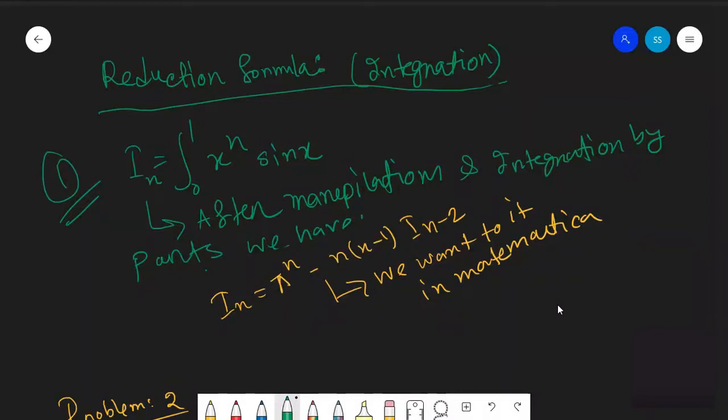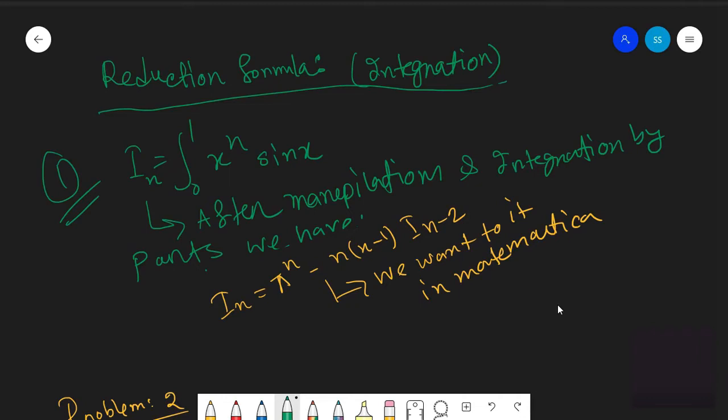Today, before we jump into Mathematica, we want to discuss the topic that is the reduction formula for integration. There might be cases where the analytic solution of a definite integral is not possible. So in those cases, either we have to approach numerically, or there might be a recursion relation, or so-called reduction relation, that plays an important role while numerically evaluating the integral.